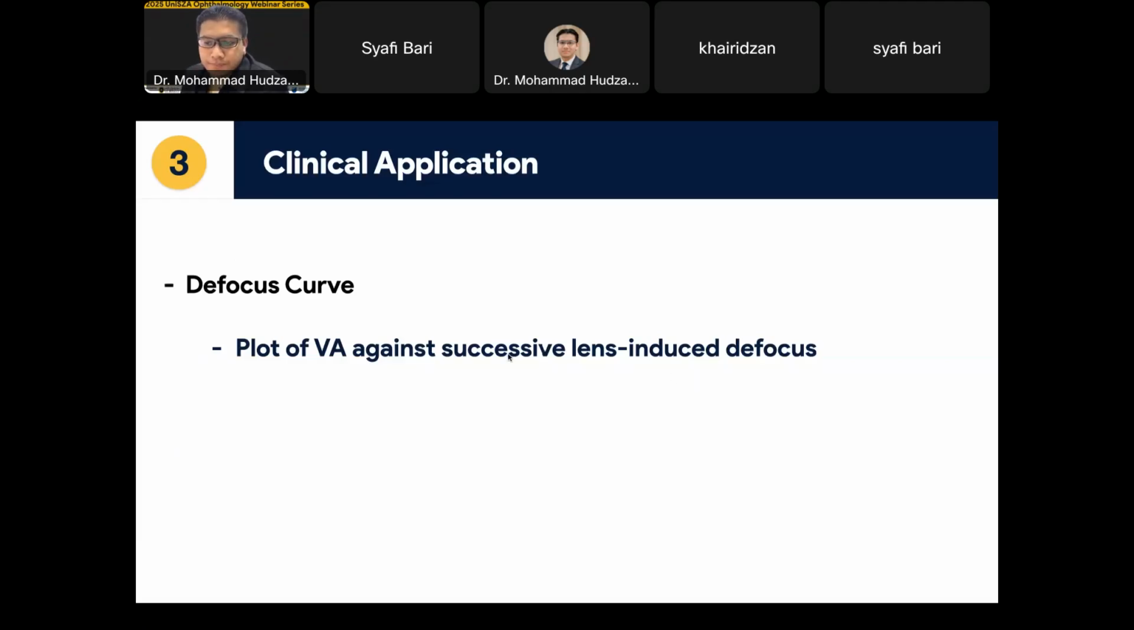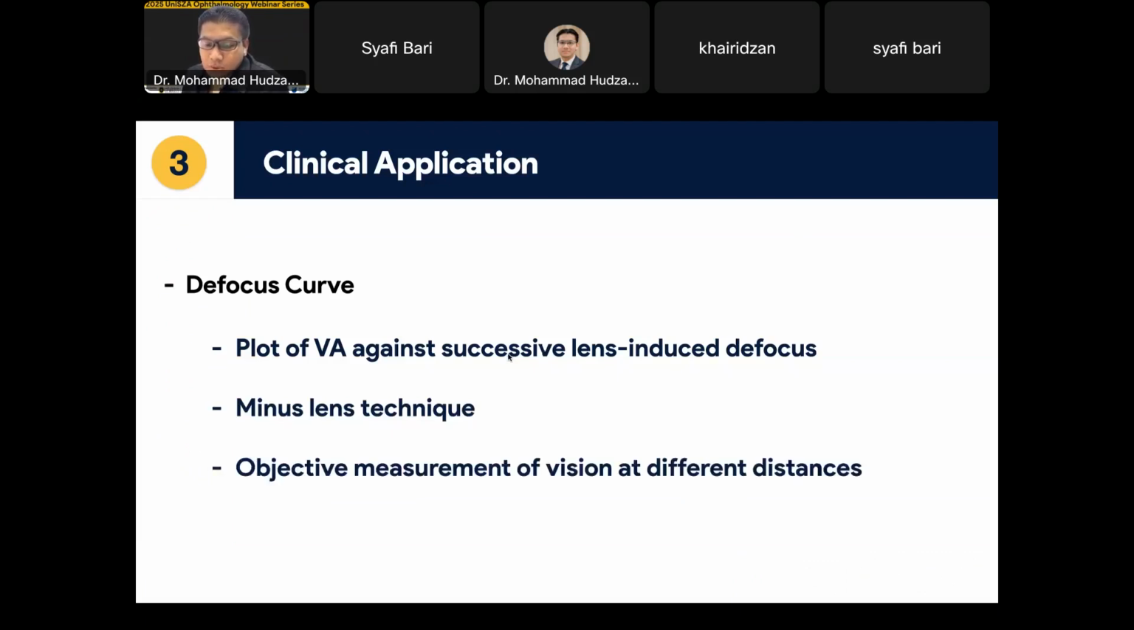So, a plot of visual acuity against successive lens-induced defocus by applying a minus lens technique. It is an objective measurement of vision at different distances.